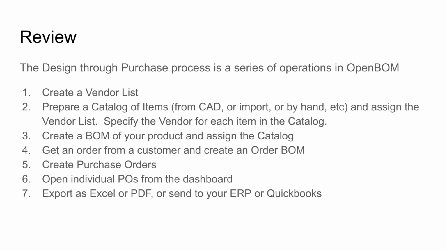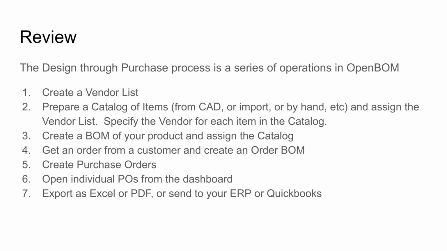Okay, so there's a couple things I'd like to review with everybody, and I'm keeping an eye on the time. I'd like to wrap this up here in just a few minutes. The design through purchase process is a series of operations in OpenBOM. We saw a slide right in the beginning where we saw how the data flowed, but when we go through the items here, we're going to create a vendor list. That's something that's important for every company, regardless of what product we're building.